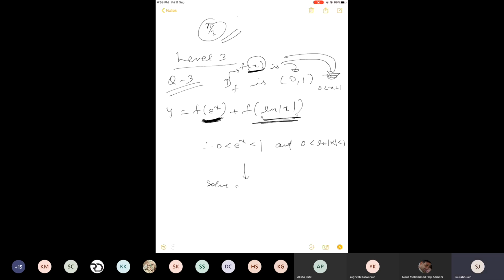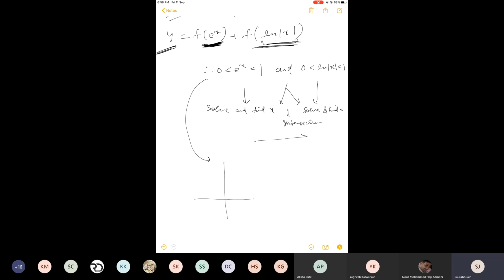And then you will use "and", which means intersection. And from there you will get some interval of x, which will be the domain of the new function, which is the sum of these two. This is what you have to do in this question. So now if we have to solve this, actually now what to solve? We have to find x.